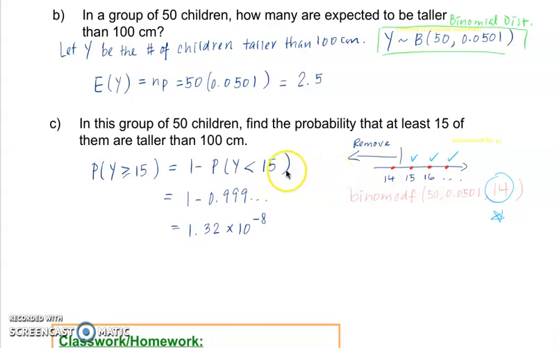So when you calculate the probability of y less than 15, when you enter the numbers into your calculator using binom CDF, make sure the number that you put in is a 14, right? That's your maximum case. And then you'll get about 0.999... and then subtract that from 1. The probability of finding at least 15 of these children being taller than 100 centimeters will be very small. Okay, it's like 1.32 times 10 to the negative 8. It's like almost 0%. Okay.